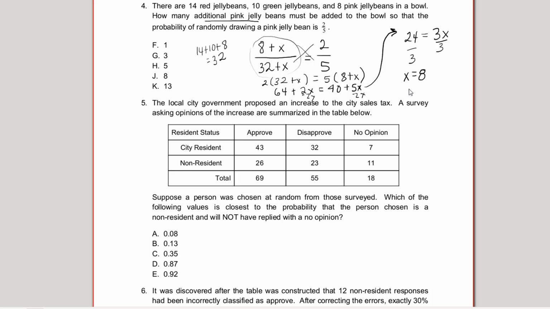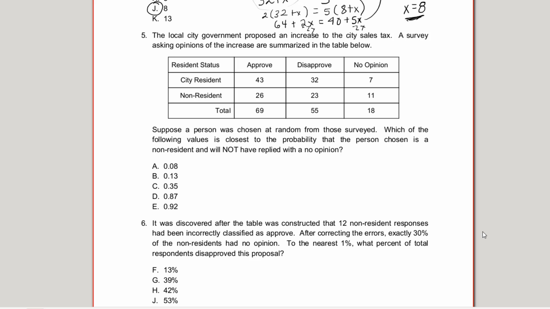So that means we need to add 8 pink jelly beans to both of these so we can get 2 over 5, and that is answer choice J. Question 5 and 6 is going to make use of this chart.